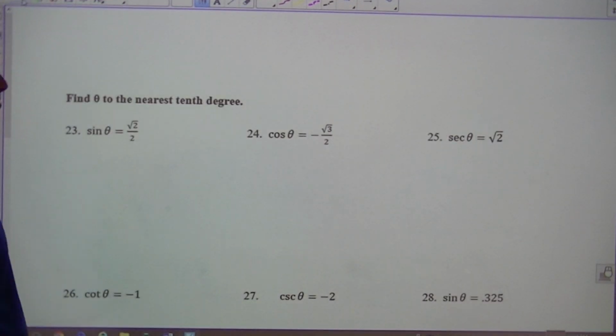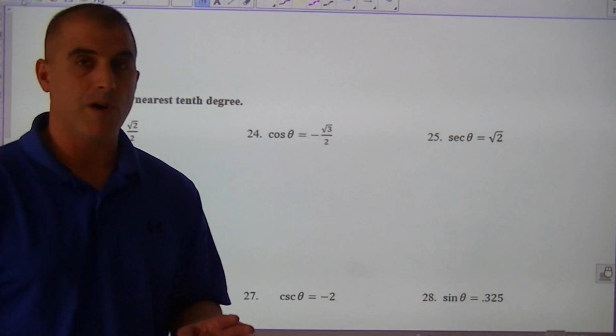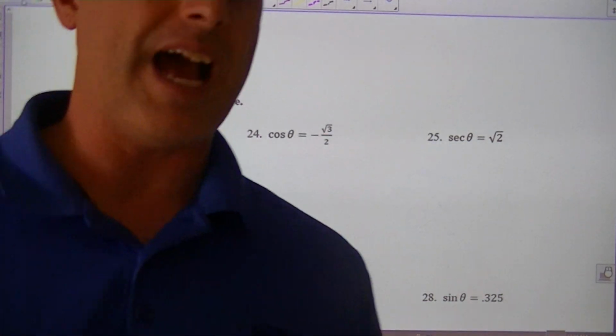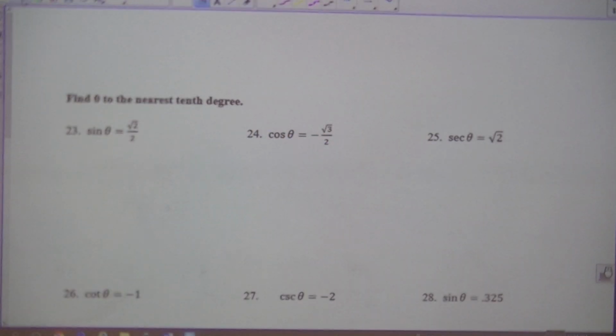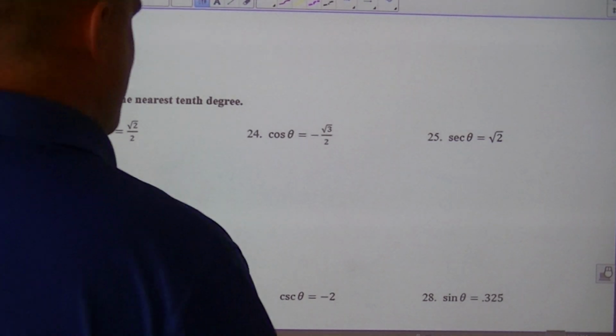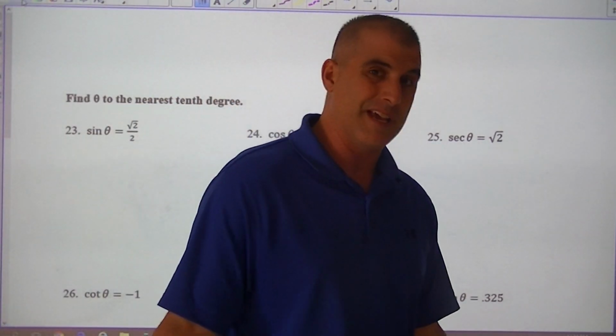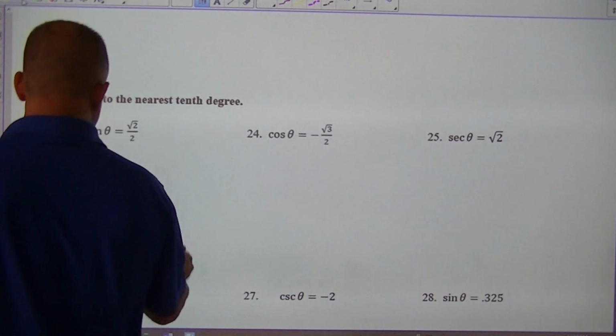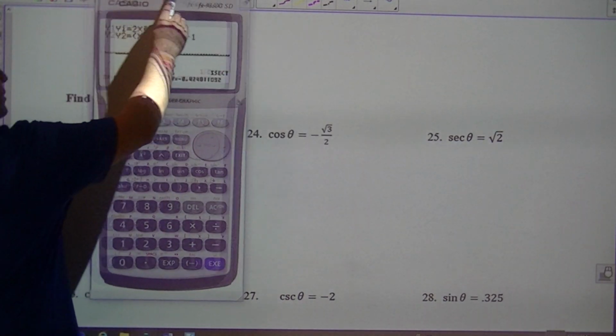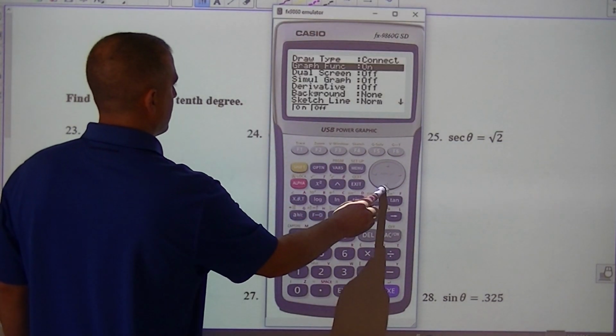Now, this next part is going to be all calculator. So what you had to do in that first set is do that with no calculator. Notice you didn't see me hitting any buttons. Now, here you can use the calculator. I'm going to make sure my calculator is set in degree mode.